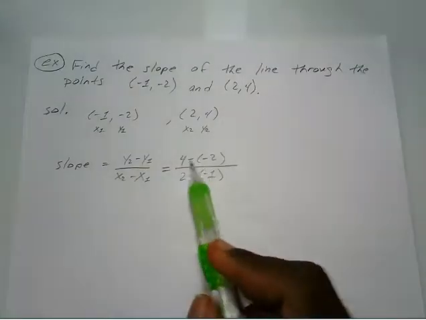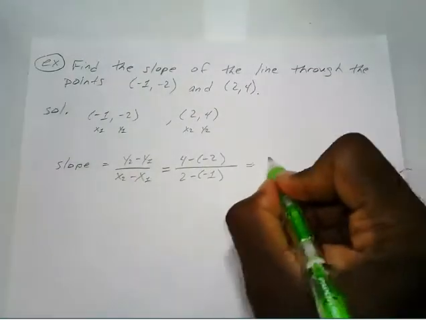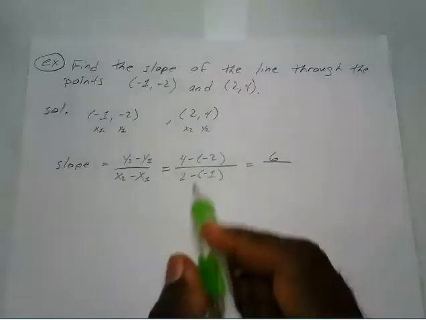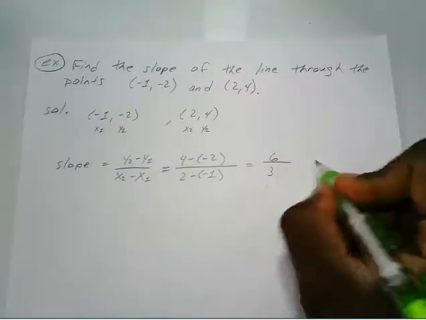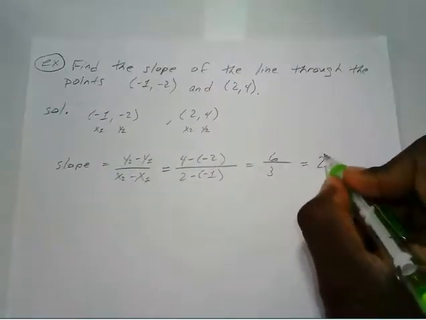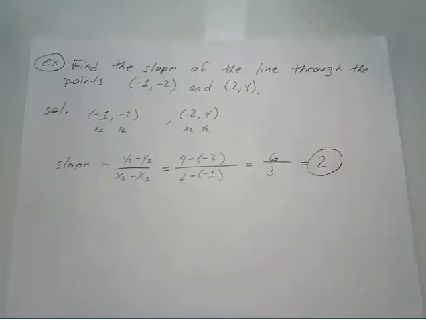Okay, so 4 minus -2 is the same as 4 plus 2, which is 6. And 2 minus -1 is the same as 2 plus 1, which is 3. So your slope is actually 2. Okay, so you have a slope of 2.